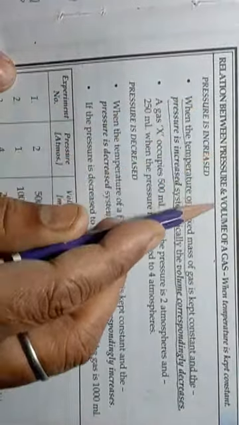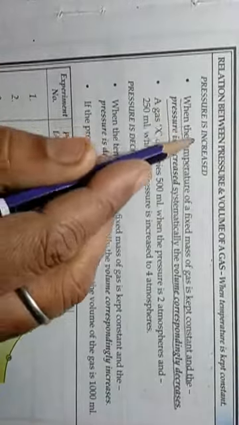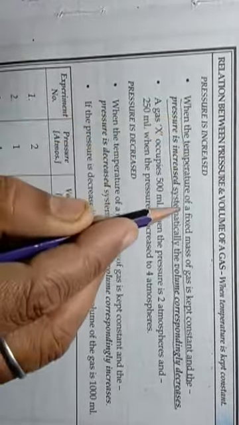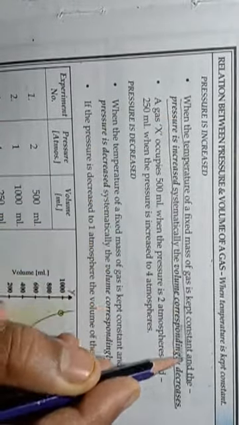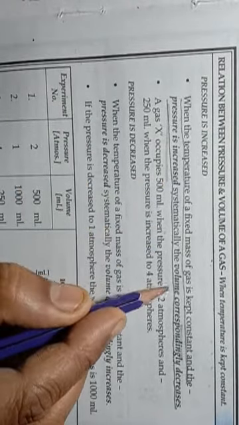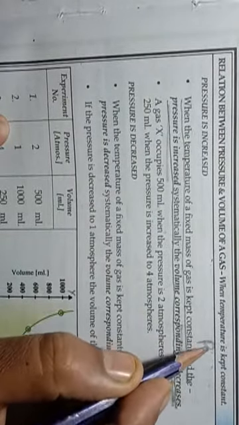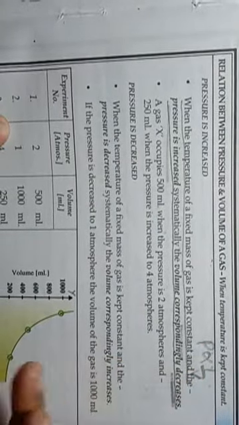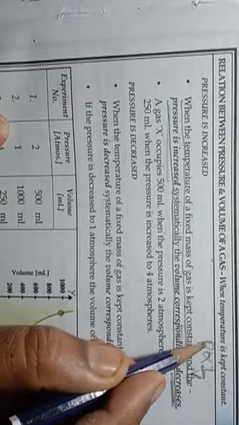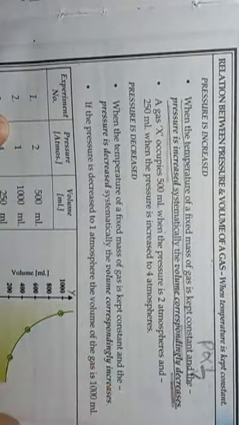So, the relation between pressure and volume of a gas when temperature is kept constant. When the temperature of a fixed mass of a gas is kept constant and the pressure is increased systematically, the volume correspondingly decreases. Means pressure is inversely proportional to volume. As the pressure of a particular gas is increased at a constant temperature, volume will decrease.